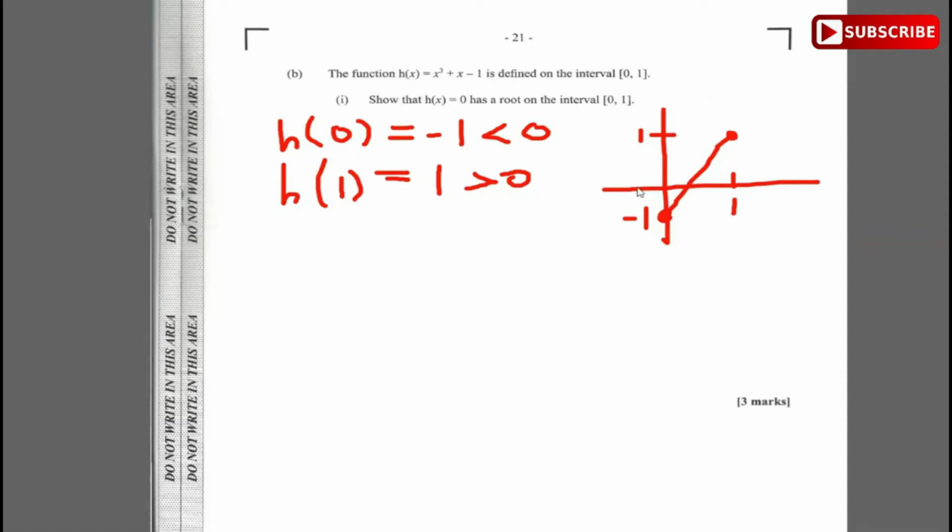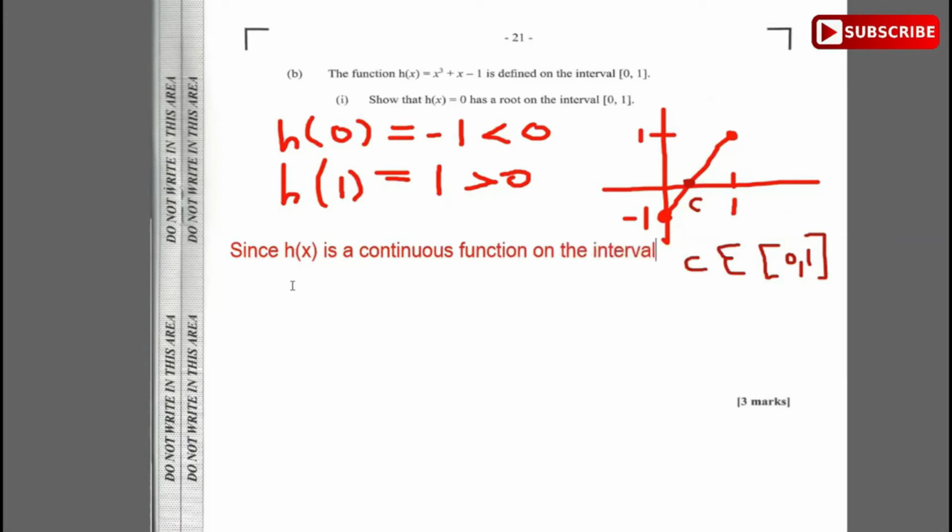Because h of x is continuous, and h of 0 is negative 1, and h of 1 is 1, there must exist some root. This root right here, we can call it c, where c is an element of 0, 1. That's IVT. So let's write that down now. So let's conclude now. Since h of x is a continuous function on the interval 0, 1, and h of 0 is negative, and h of 1 is positive.